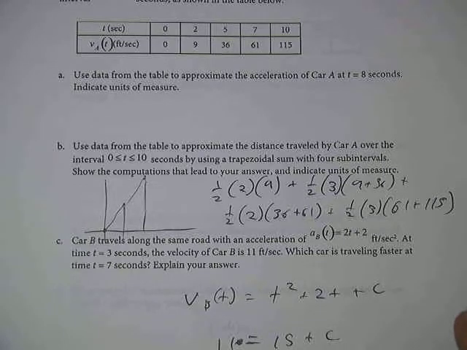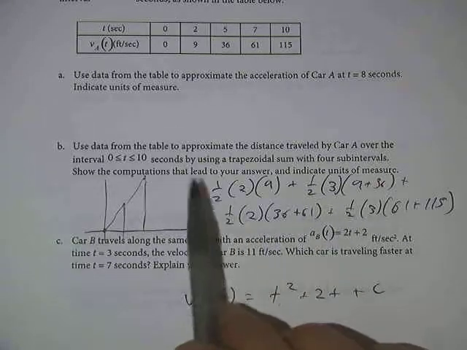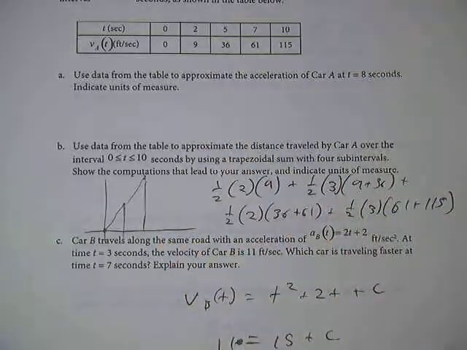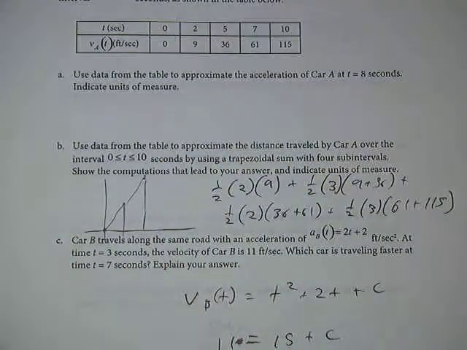then the last one goes from 7 to 10. So that means height would be 3. And then the 2 bases are the last 2 y values, 61 and 115. And ultimately from there it's just a calculator problem. So punch all that in and add it up, and if we do that correctly, we should get 437.5.